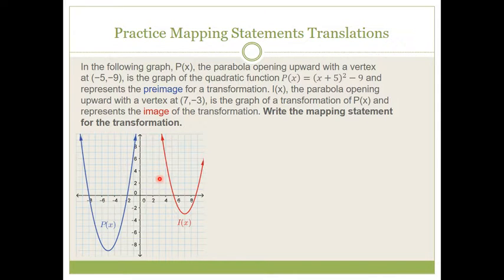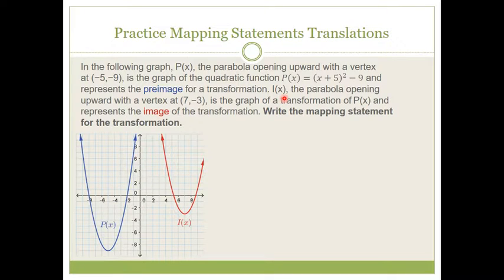So here's a question that comes right out from one of your checkpoints. In the following graph, p of x, the parabola is opening upward with a vertex at (-5, -9), and it is the graph of the quadratic function p of x equals (x + 5) squared minus 9, and represents the pre-image for a transformation. So they're saying, hey, this blue one here is where we're starting from. What do we have to do to get it to be where the I of x is, right?